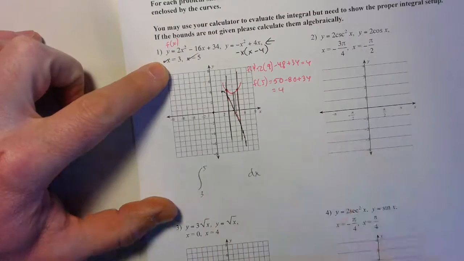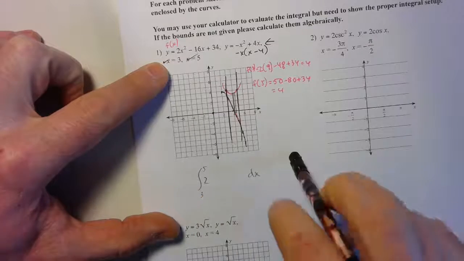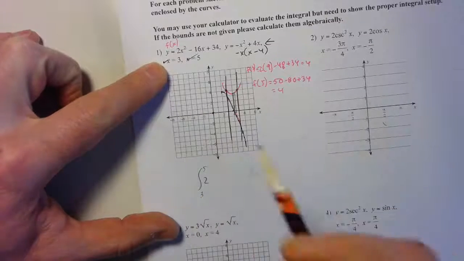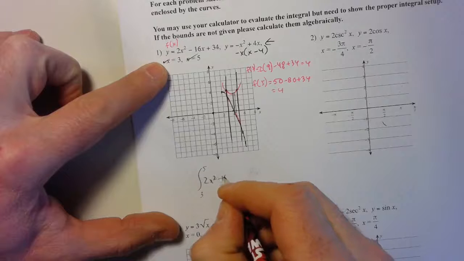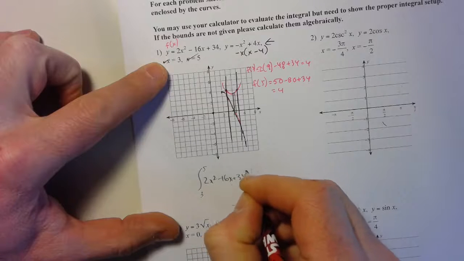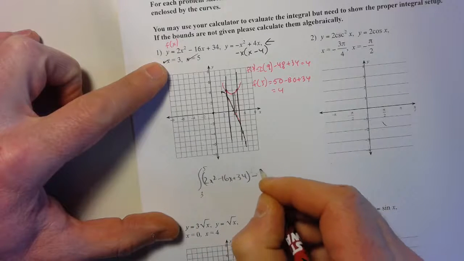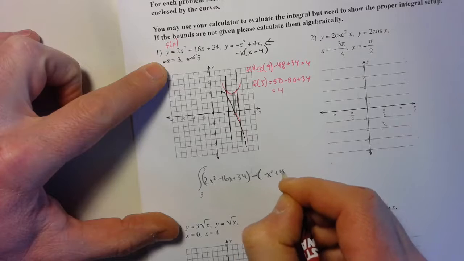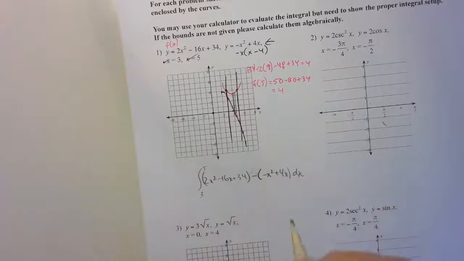So if I call, so I might not have enough, pencil, I can erase it. 2x squared minus 16x plus 34, taking away negative x squared plus 4x dx.